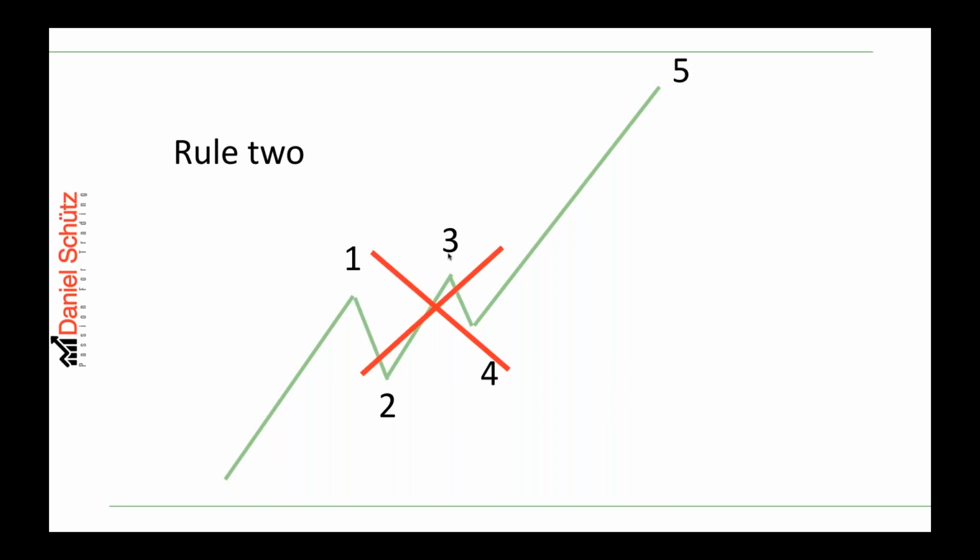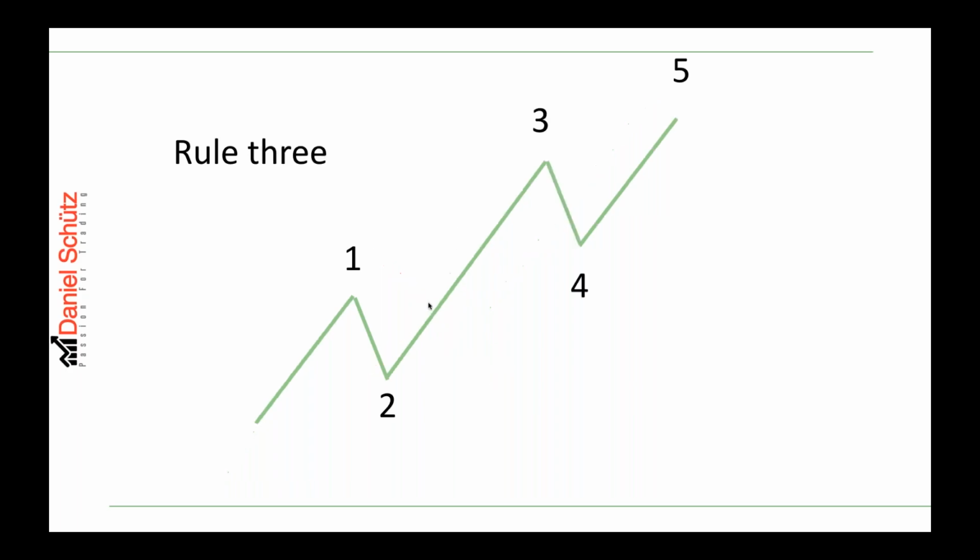Wave 3 is usually the longest wave, but it definitely can never be the shortest. So if you see a picture like that, you know it is not a valid Elliott wave count. Wave 3 cannot be the shortest wave.